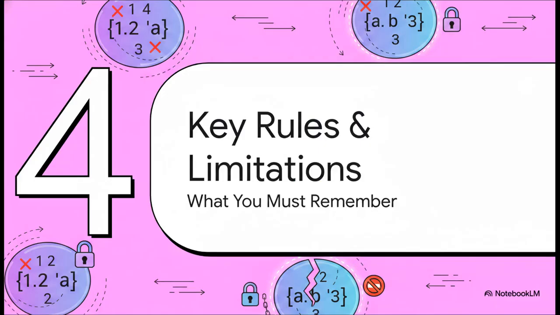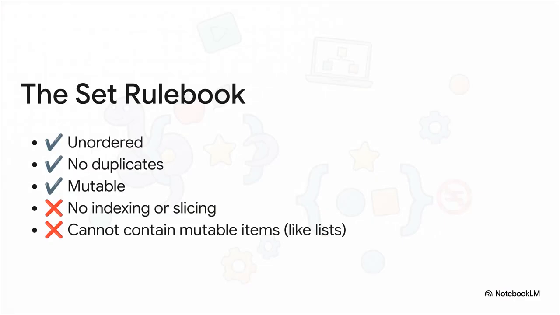So, we've seen how powerful sets can be, right? But it's also super important to know their rules and, well, their limits. So let's quickly go over the things you absolutely have to remember. Okay, here's the rulebook in a nutshell. First, they're unordered, so you can't use an index like myset[0]. Second, no duplicates. We've covered that. Third, they're mutable. You can change them.